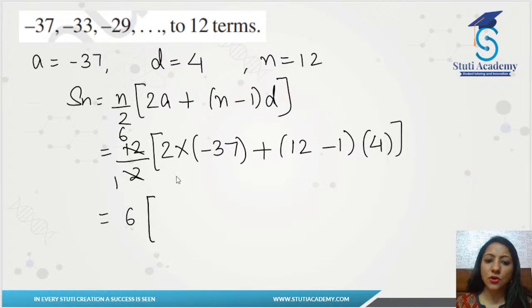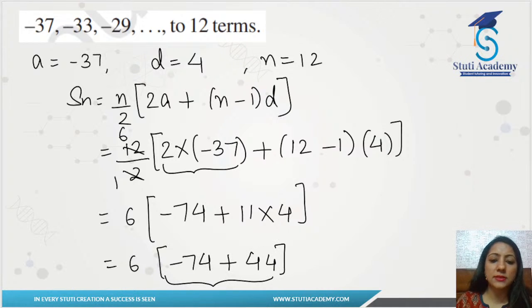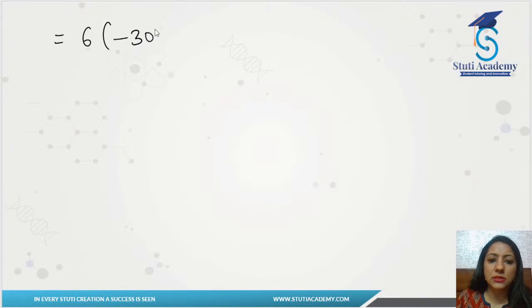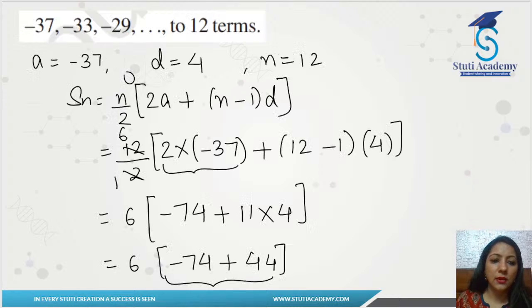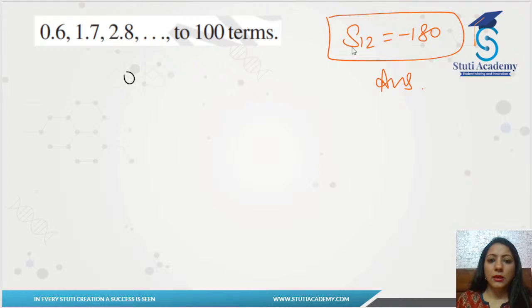So we have 6 times of, we'll multiply this, minus 37 into 2, which will give us minus 74. And this is how much? 11 into 4. We can solve this 11 into 4. We'll get here minus 74 plus 44. So you can solve this. You're going to get here minus 30. So this is 6 times of minus 30 and that is minus 180. So the sum of the first 12 terms is minus 180. That is the final answer which we have got. I hope students this question is clear to everybody. Let us discuss the next one. Give me 1 minute.